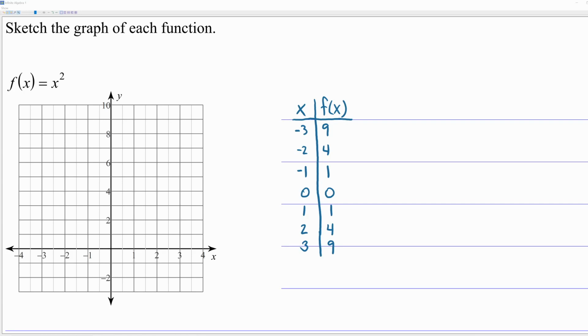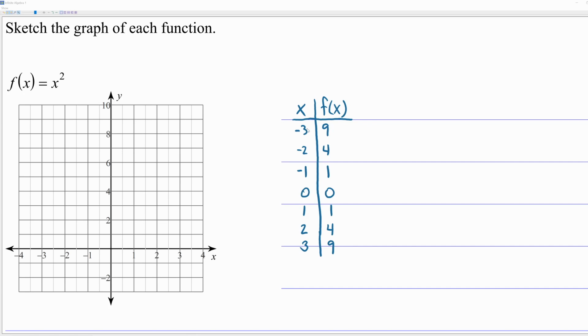Hi everybody, this video is about graphing quadratic functions. So what we're going to do is start with the simplest quadratic function you can possibly imagine, f of x equals x squared. Now I've already made an xy table for this function because it's really easy to do.